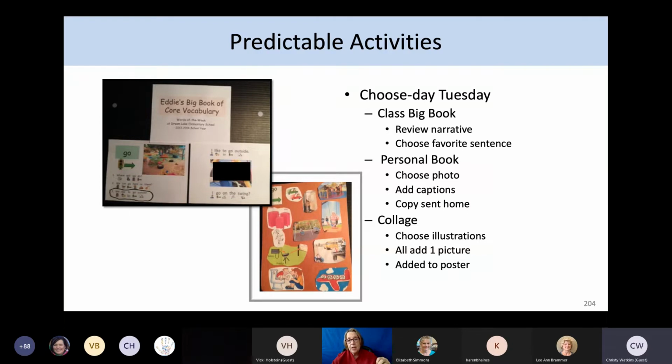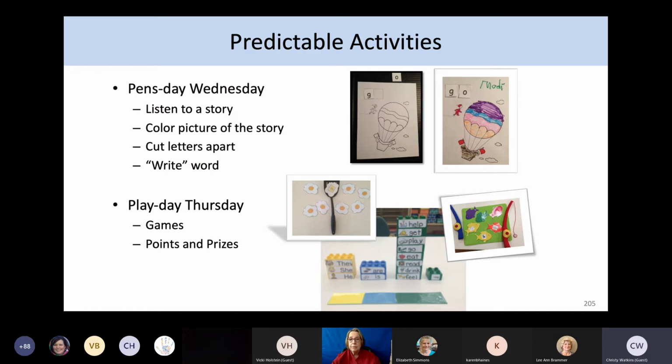And then on Tuesday, the other choice-making thing they can do is work on their collage that's going to go on the poster, where they have to find pictures out of all sorts of books and magazines that they can cut apart, where everybody has to choose something that reminds them of go and try to explain why they chose that picture the best that they can. And then everybody has to add one picture to the poster. That goes onto the poster.